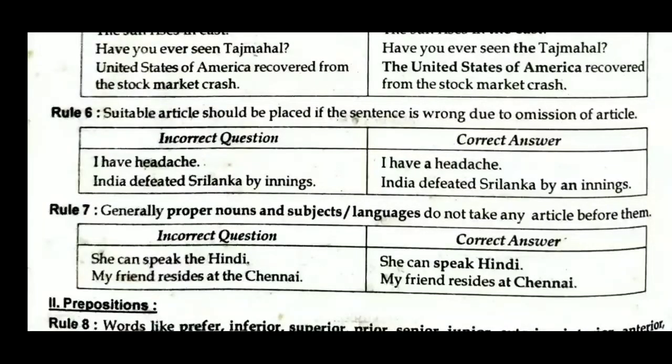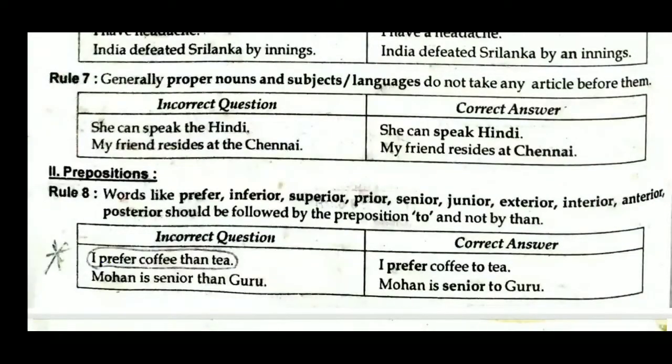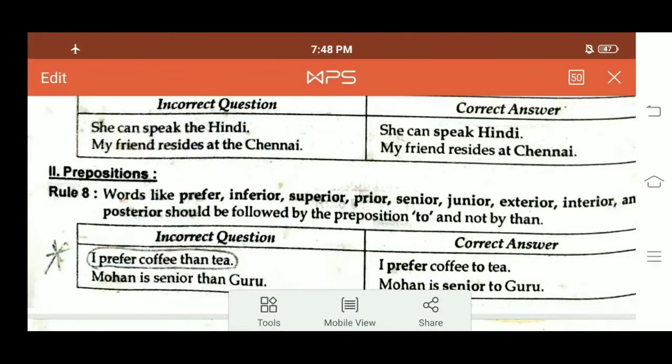Then we'll have prepositions. So what is the preposition rule? Words like prefer, inferior, superior, prior, senior, junior, exterior, interior, posterior should be followed by the preposition to and not by than. Incorrect question: I prefer coffee than tea is incorrect. What is the correct answer? I prefer coffee to tea.